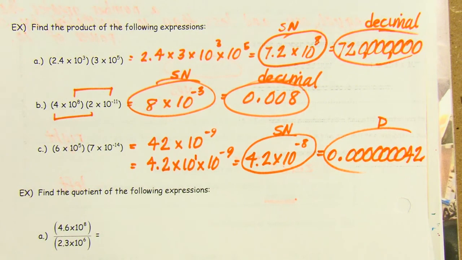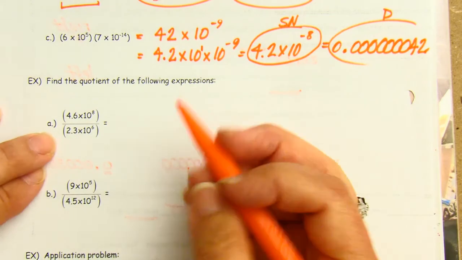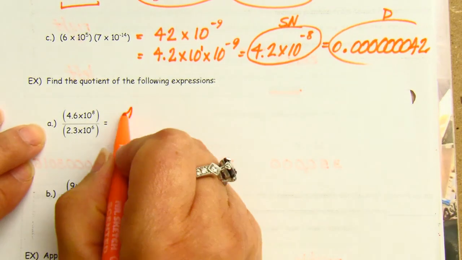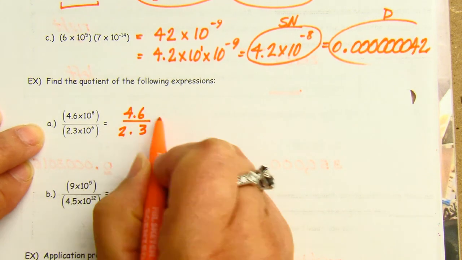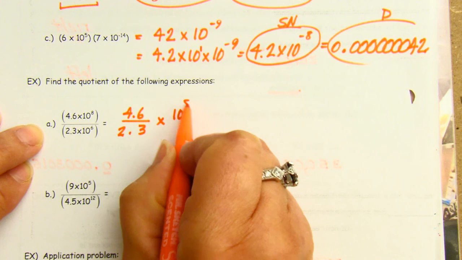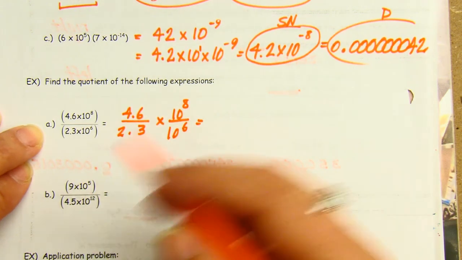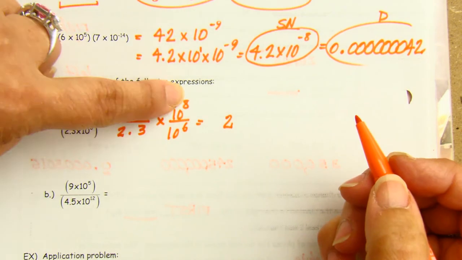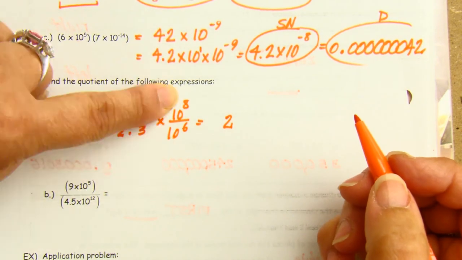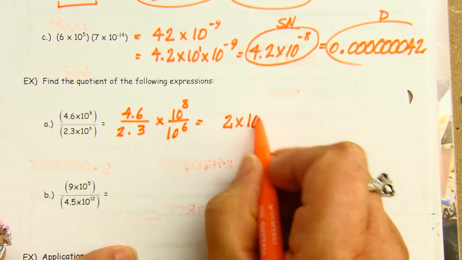Not too bad. Division is very similar. 4.6 divided by 2.3, I can think of this as 4.6 divided by 2.3 times 10 to the power of 8 over 10 to the power of 6. 4.6 divided by 2.3 is exactly 2. I have a quotient, so I'm going to subtract exponents. This is times 10 to the power of 2.